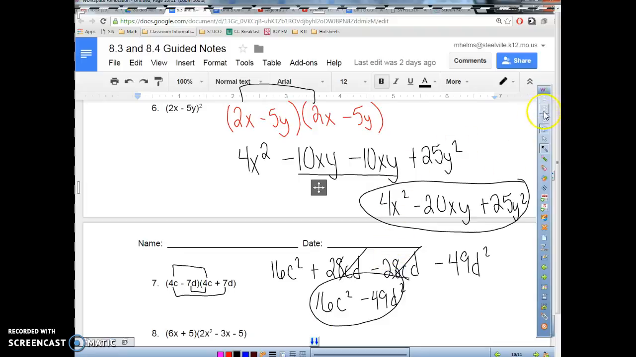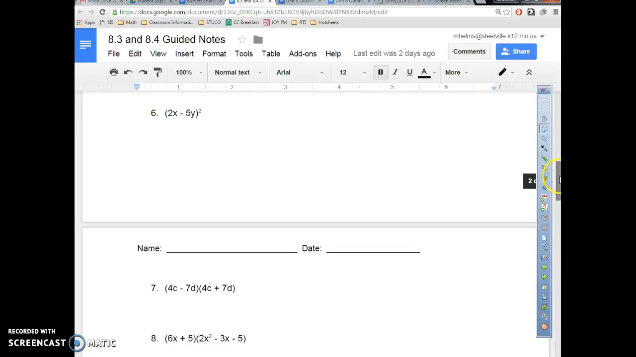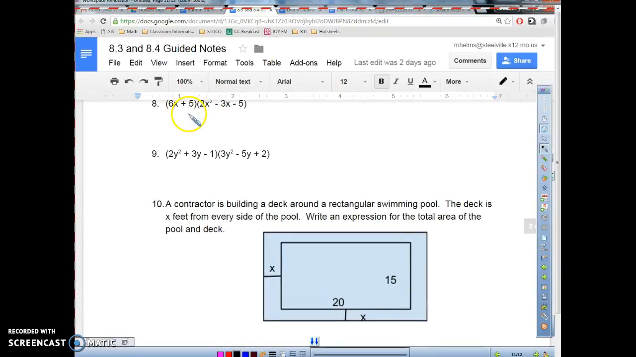Number 8. Get number 8 up here. Now if you notice, number 8 is different. Number 8, you're multiplying a binomial by a trinomial. And so what you have to do here, you cannot FOIL, because FOILing only works when it's two binomials. And so what you have to do here is you have to distribute your 6x to everything in the second parentheses, and then you're going to come back and you'll distribute your 5 to everything in the parentheses.